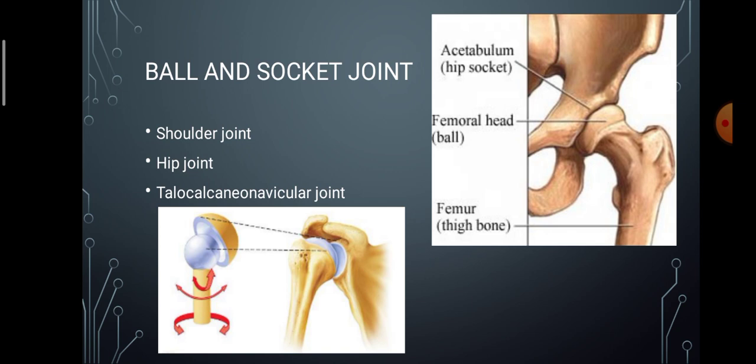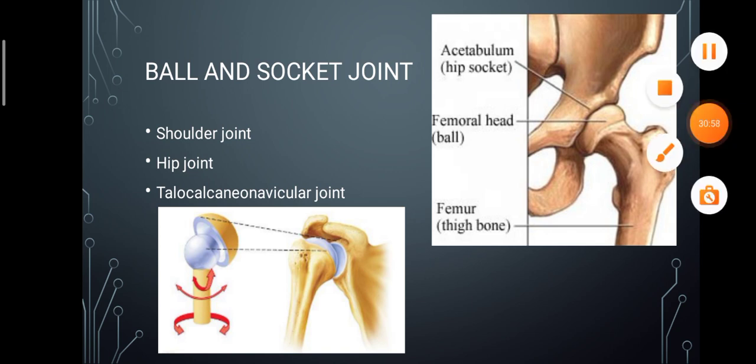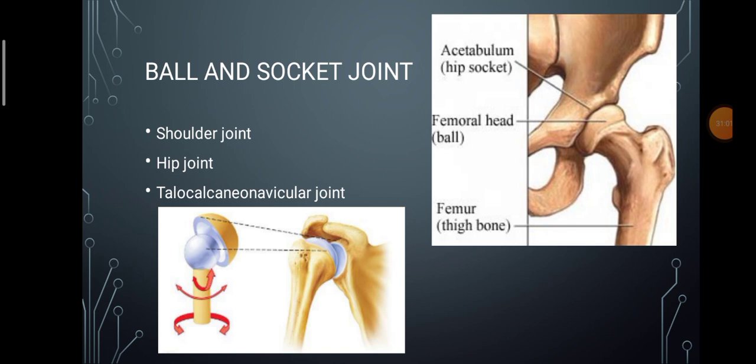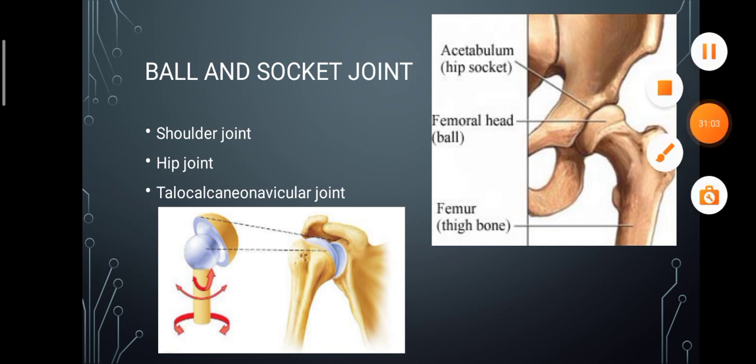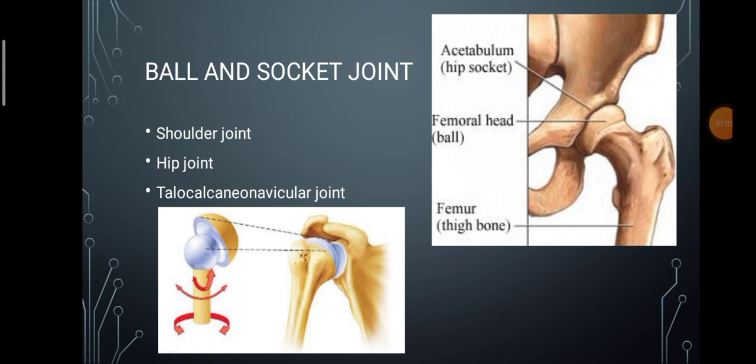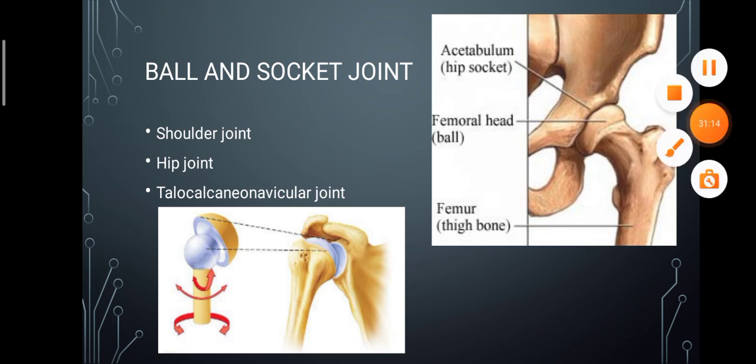So here in the shoulder joint, flexion and extension takes place in one axis, abduction and adduction takes place in another axis, medial and lateral rotation happens in another axis. So these are multi-axial in type, the ball and socket joint.